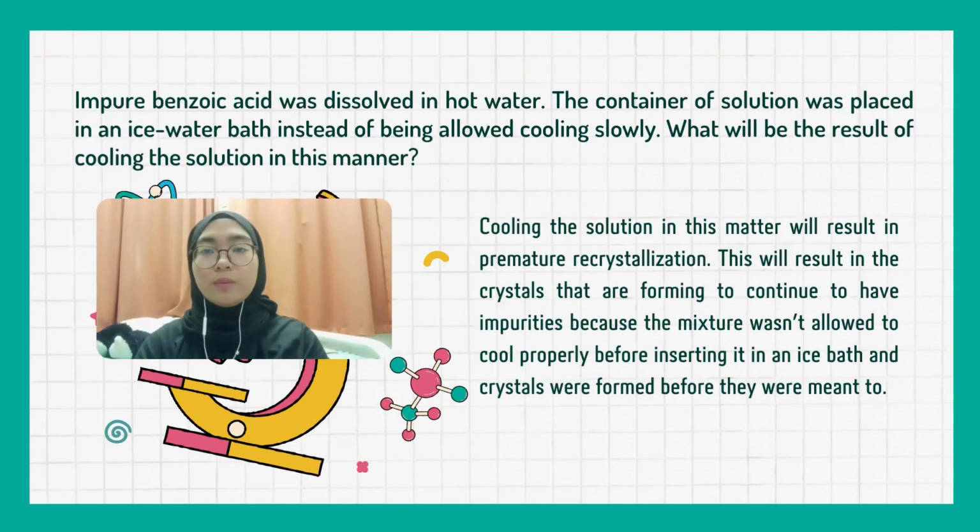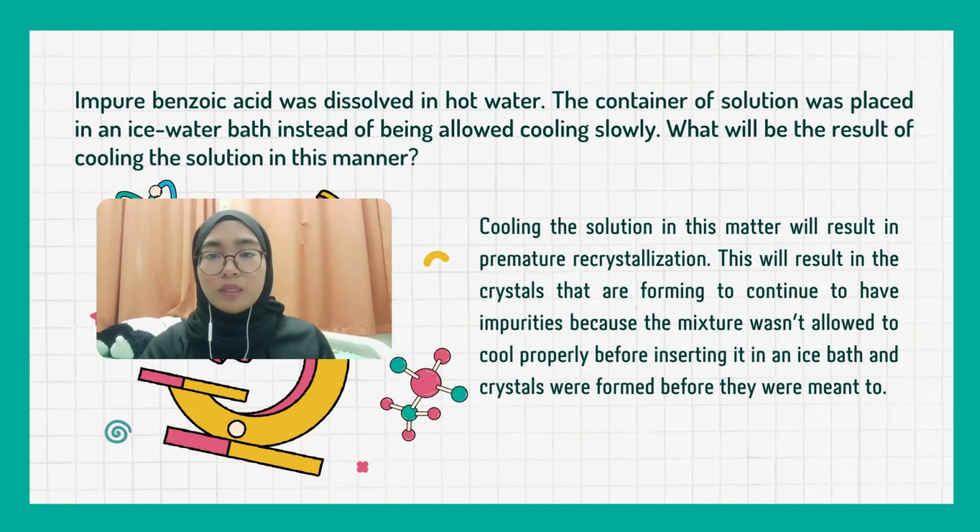Impure benzoic acid was dissolved in hot water. The container of solution was placed in an ice water bath instead of being allowed to cool slowly. What will be the result of cooling the solution in this manner? The answer is that cooling the solution in this way will result in premature crystallization. The crystals that form will continue to contain impurities, because the mixture wasn't allowed to cool properly before being placed in an ice bath, and crystals formed before they were meant to.